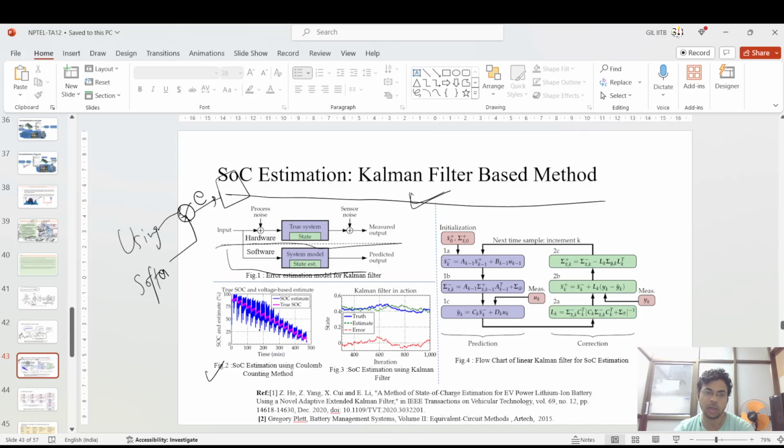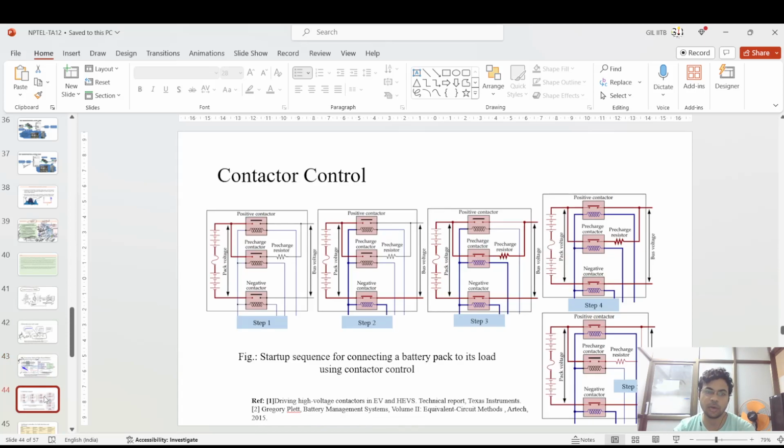So actually I wanted to tell you that if you see in the image also, figure 2, this SOC in yellow color is actually of the Kalman filter based, and the other is with the Coulomb counting. Don't go into the flowchart at all, you only have to remember how it is being implemented in the software and the hardware.